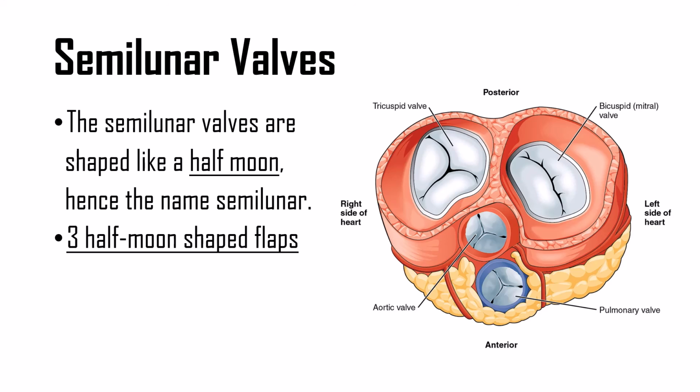So basically there are two types of semilunar valves. One is the aortic valve and the other one is the pulmonary valve, each guarding the respective blood vessel. And if you look at this, the aortic valve and the pulmonary valve, they consist of three half moon shaped flaps.